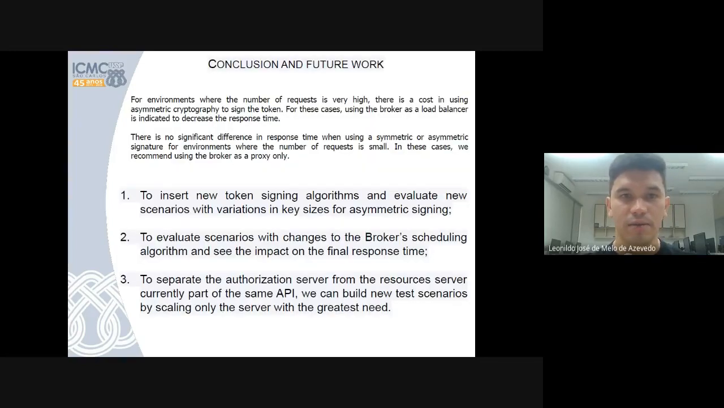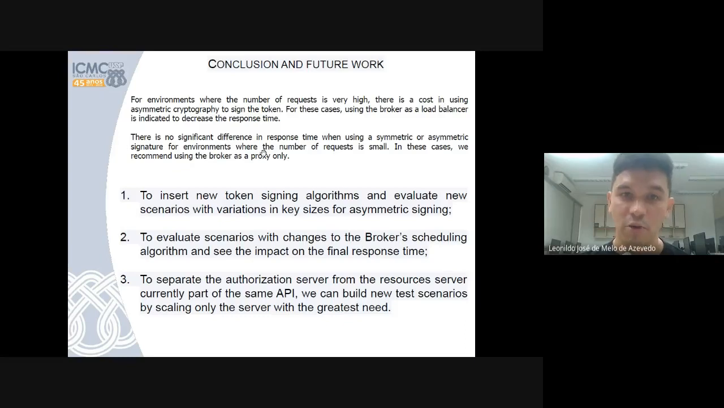So what did we learn with this work? For environments where the number of requests is very high, for example 10,000 requests, there's a cost in using asymmetric cryptography, the RSA, to sign the token. And in this case, using the broker as a load balance is indicated to decrease the response time. But if I don't have a load balance, maybe symmetric cryptography should be better. Also, there is no significant difference in response time when using symmetric or asymmetric signature.